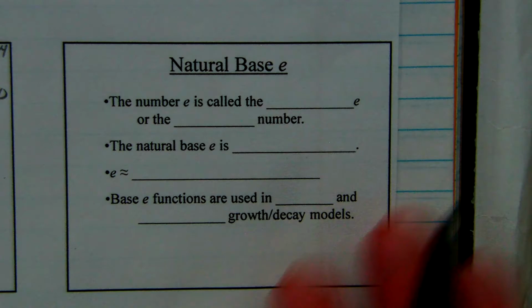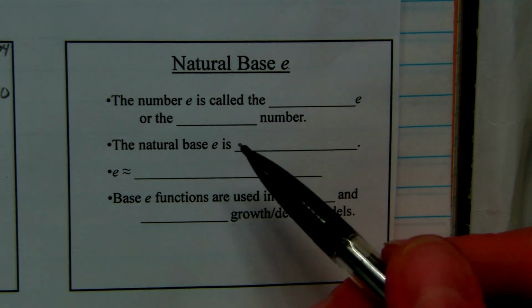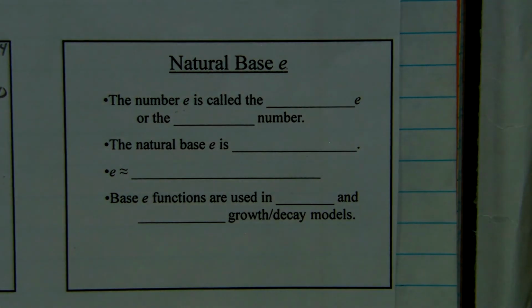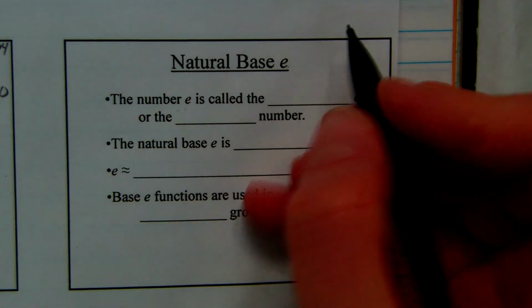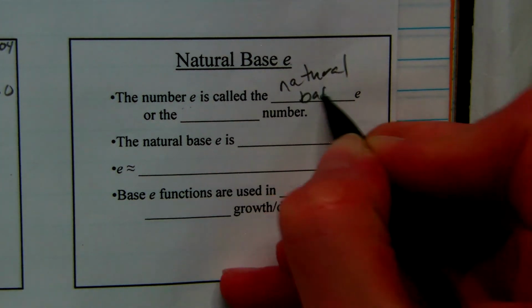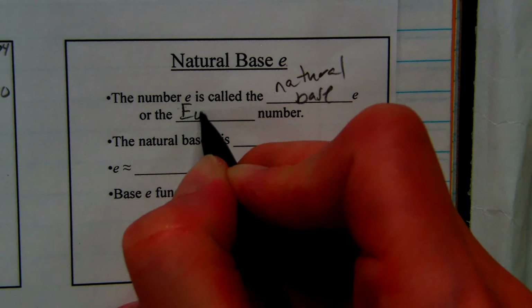So we're going to start by introducing the natural base E. E is kind of like pi. So the number E, it's like a little cursive, italic E. It's called the natural base E, which is in the title, or the Euler number, which is spelled E-U-L-E-R.